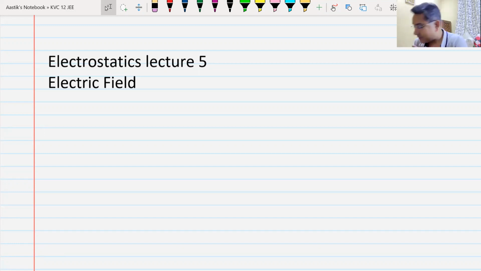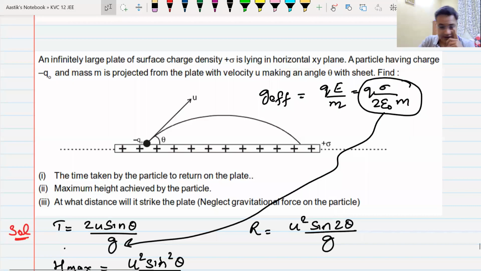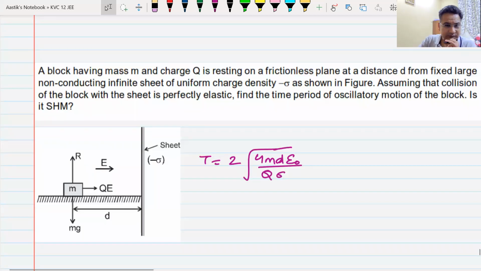Hopefully we will be able to wind up electric field in today's class and what we were doing in the previous one. We were trying to solve problems based on the electric field of an infinite sheet. We had seen some problems. We had seen the problem of that projectile and we had also seen the problem of this gentleman which we had done in the first class also.